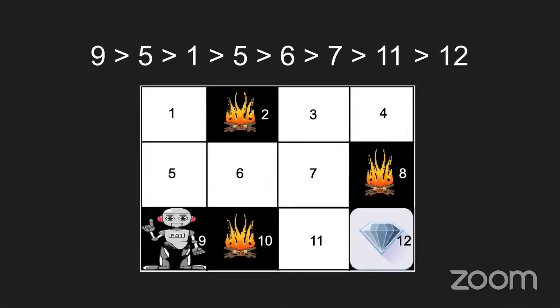Now, the only data it remembers is the decisions it took. So it took the decision of going from 9 to 5, then from 5 to 1, then 1 to 5, then 5 to 6. It could have done this in any different combination, but this is the decision that it has currently taken. It has found the diamond after taking the decision.